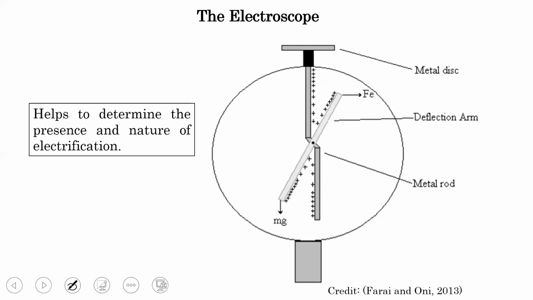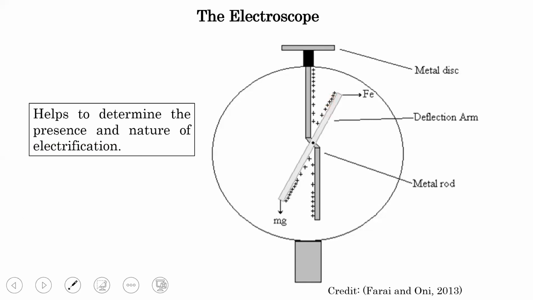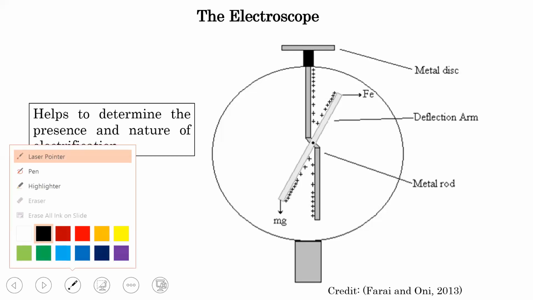diagram here. The diagram here is an electroscope, or in full, let's call it a gold leaf electroscope. In the electroscope, this is the metal disc, this is the deflection arm, or some call it the gold leaf, and these are metal rods. So if you bring a particular charged body to it, let me bring a charged body.